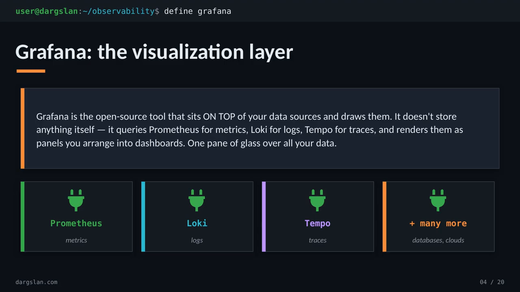And that's where Grafana comes in. Grafana is the visualization layer. It sits on top of your data sources and draws them, but it doesn't store anything itself. It queries Prometheus for metrics, Loki for logs, Tempo for traces, plus pretty much any database or cloud you can name, and renders the results as panels you arrange into dashboards, one pane of glass over all your data.